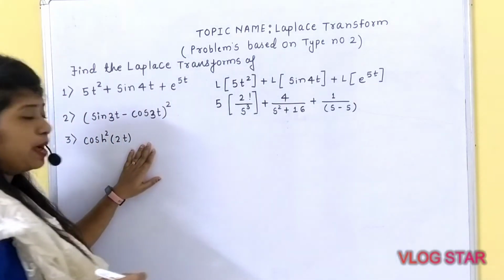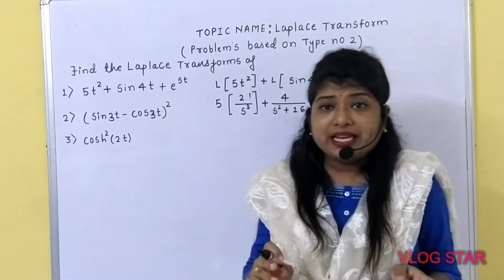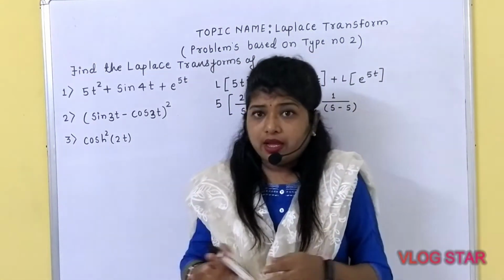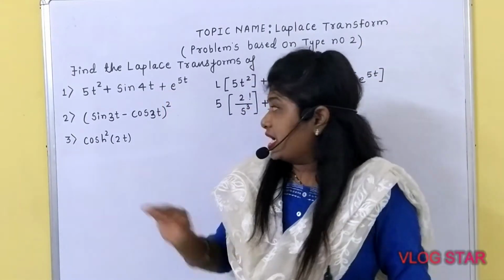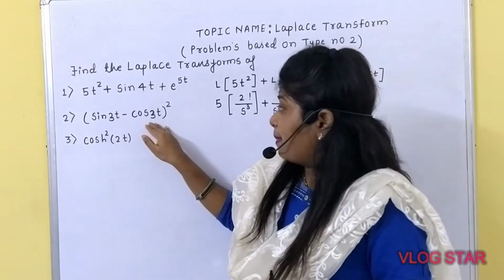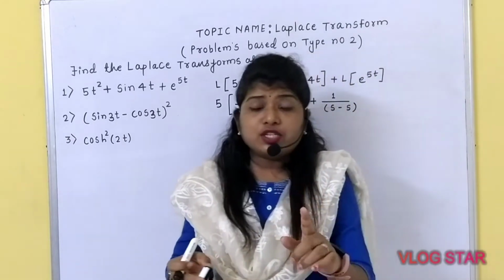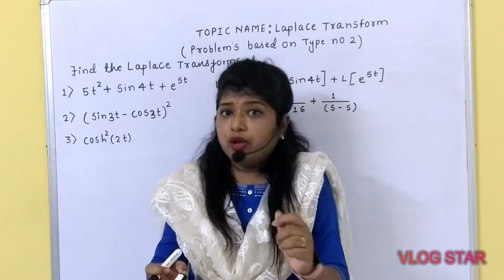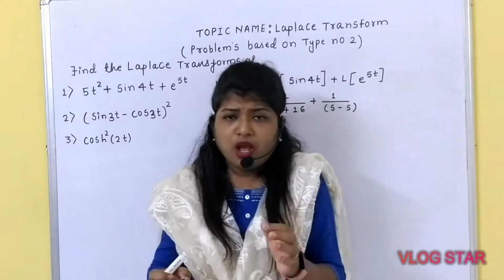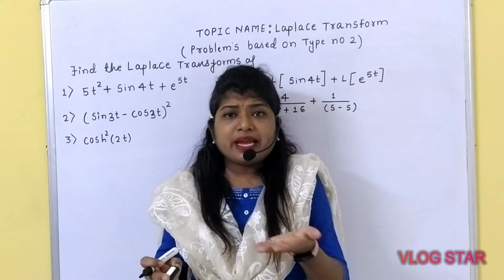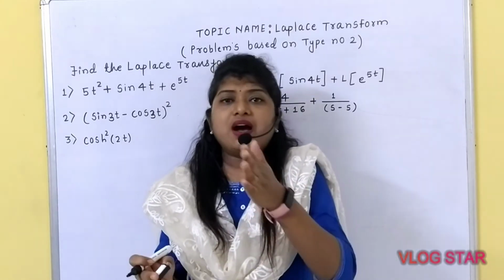Coming to the second example, if you observe carefully, it is given as (sin 3t minus cos 3t) whole square. If the square term were not there, you could directly take the Laplace transform of sin 3t and Laplace transform of cos 3t. But as the square term is there, first you have to apply the basic formula. Which formula are you going to apply? (a minus b) whole square. We already discussed this. What is (a minus b) whole square? It is a square minus 2ab plus b square.